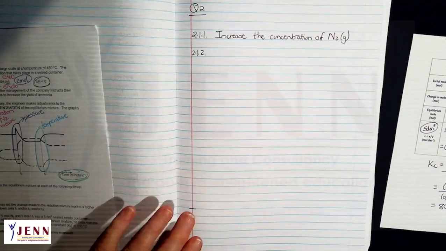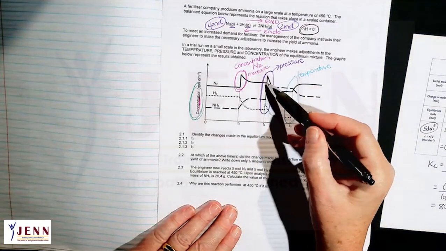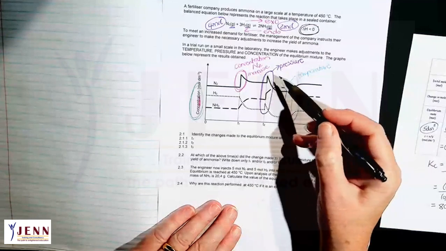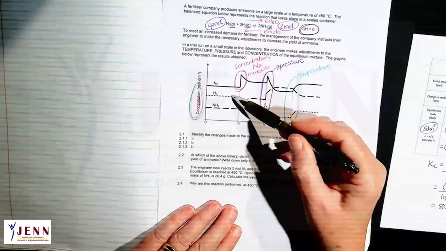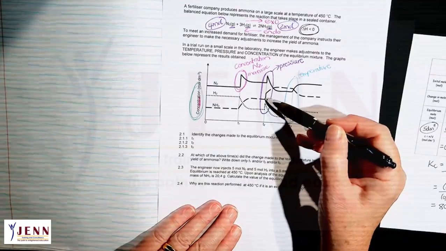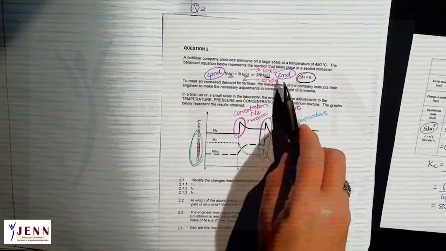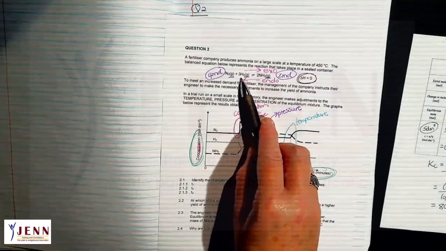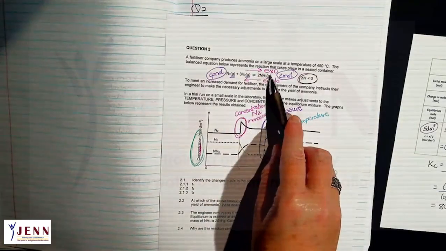Okay, the next one. We identify that as a change in pressure. Now I must look again if it's an increase or a decrease in pressure. So I look there and see the line went up, it went up, it went up. But then this one came down, which is the N2. The H2 also went down, but the NH3 went upwards. So if I look back at my reaction, that means the N2 became less, the H2 became less, and the NH3 increased. So that means my forward reaction was favored.